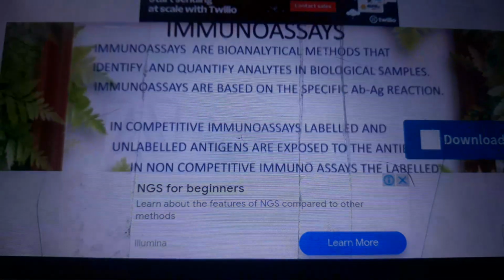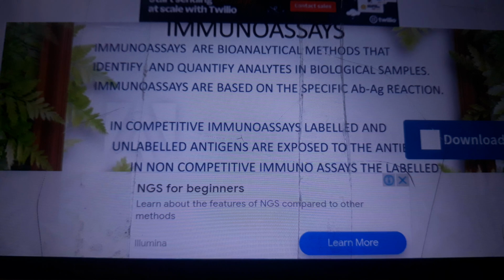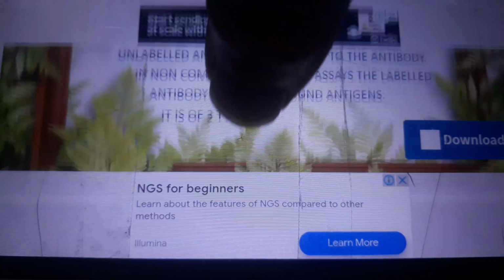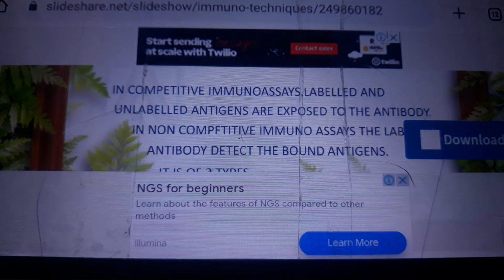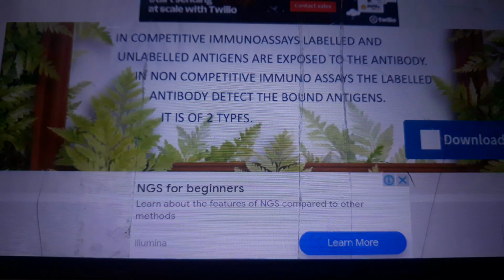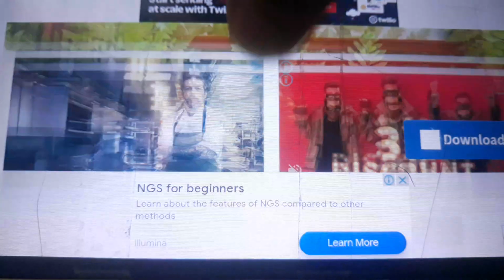Immunoassays. Immunoassays are bioanalytical methods that identify and quantify analytes in biological samples. Immunoassays are based on the specific antibody-antigen reaction. In competitive immunoassays, labeled and unlabeled antigens are exposed to the antibody. In non-competitive immunoassays, the labeled antibody detects the bound antigens. It is of two types.